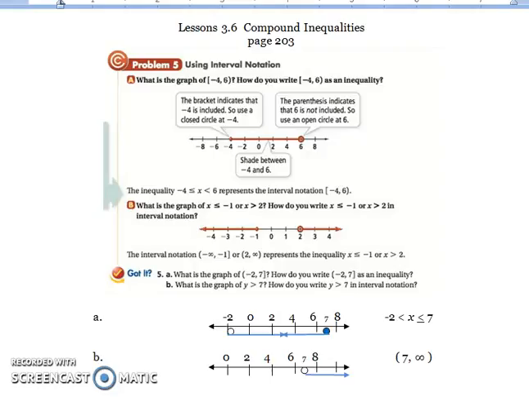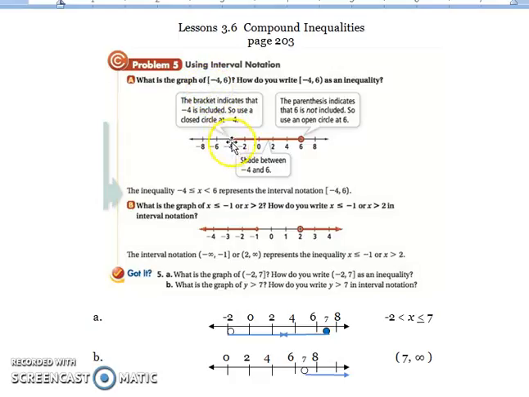This is lesson 3.6, Compound Inequalities, page 203, problem 5, using interval notation. Okay, what is the graph of [-4, 6), and how do you write [-4, 6) as an inequality? Okay, the bracket is like a closed circle.